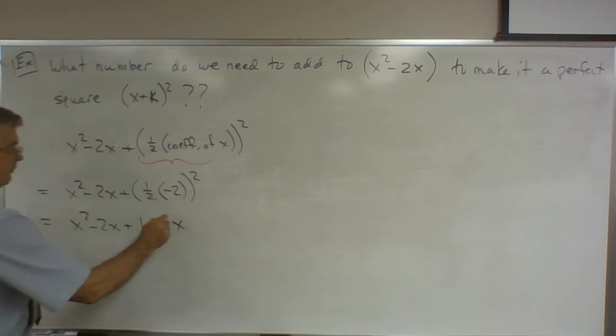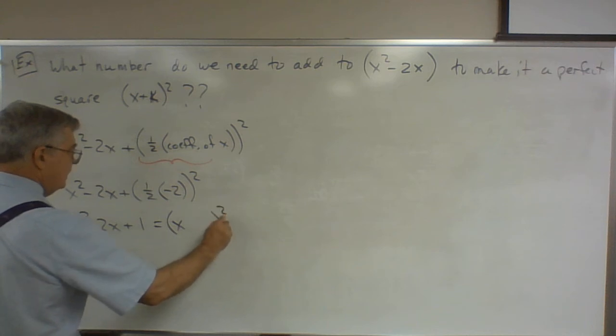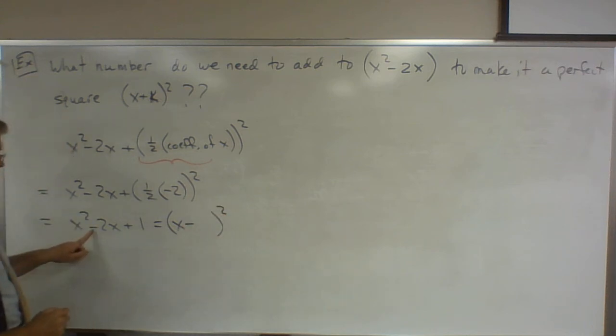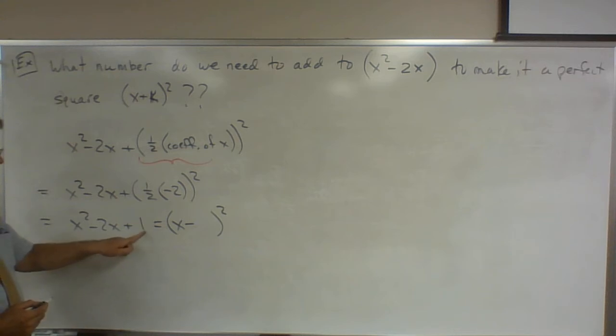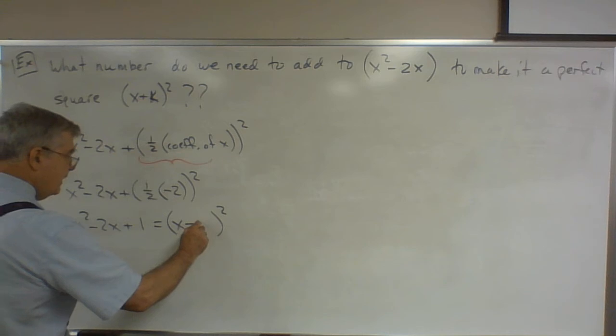Now let's see, this should be x plus or minus something. Since we have a minus here, it's going to be x minus something squared. And it's going to be the square root of this thing. The square root is 1.